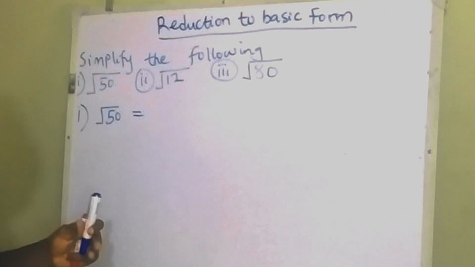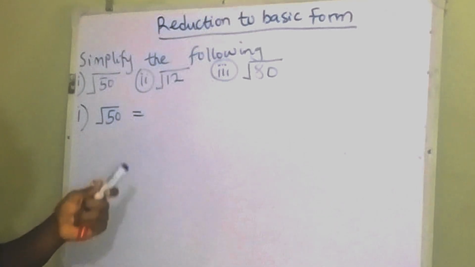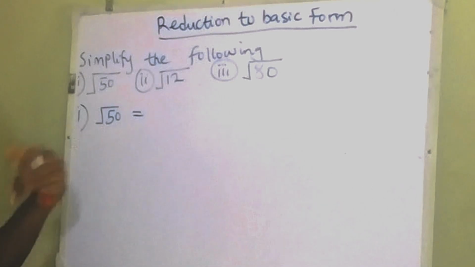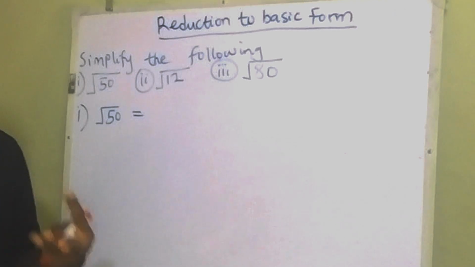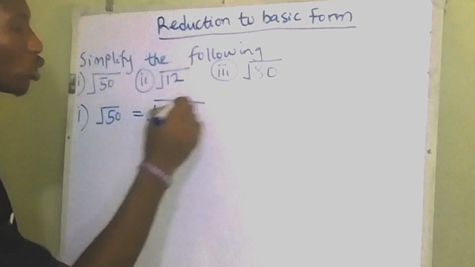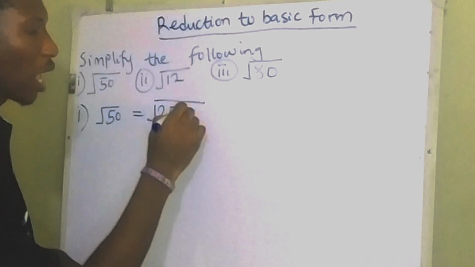So the first thing you do is try to figure out factors of 50. The first factor of 50 you can get will be 2. Now, 2 times what will give us 50? 25. Is 25 a perfect square? Yes. So therefore, we'll make this 25 times 2.